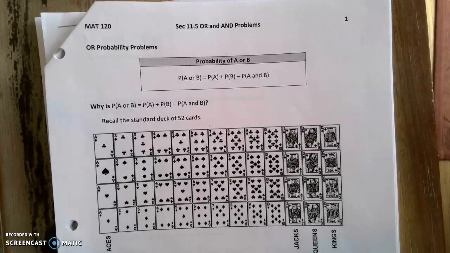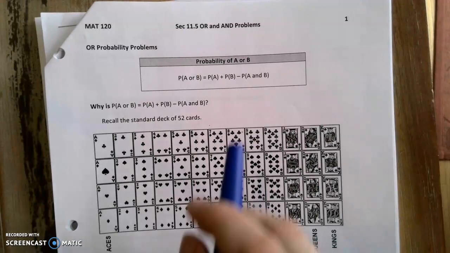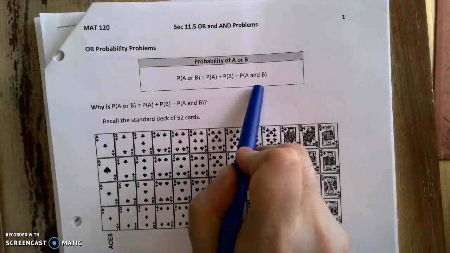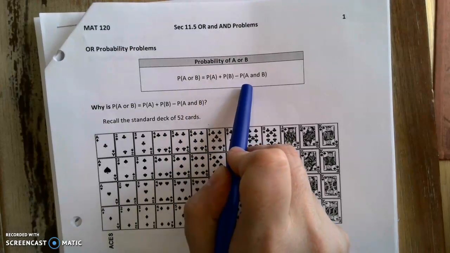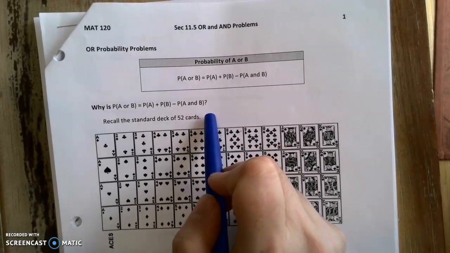Hi, we're going to take a look at 11.5 with OR problems and probability. The big thing to start with is with OR probabilities: the probability of A or B means the probability of A plus the probability of B minus the probability of A and B both. This is our big takeaway here. But why is this the case?